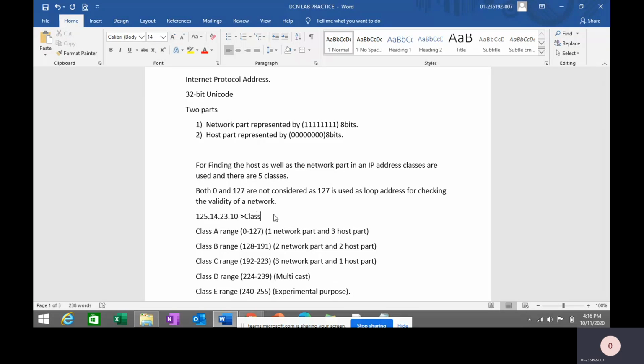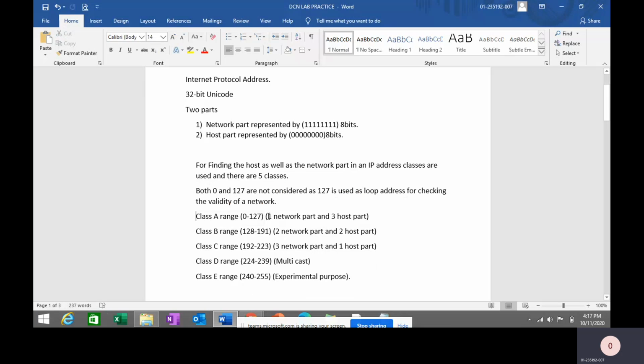Okay. And another thing that I need to mention in this class is that in class A, we are having a certain property. What is that property? That we are having one network part and 3 host parts. So this, I will also underline it. This is the network part of this IP address, and the remaining is the host part of an IP address. I hope guys that you will have a brief knowledge about this concept.